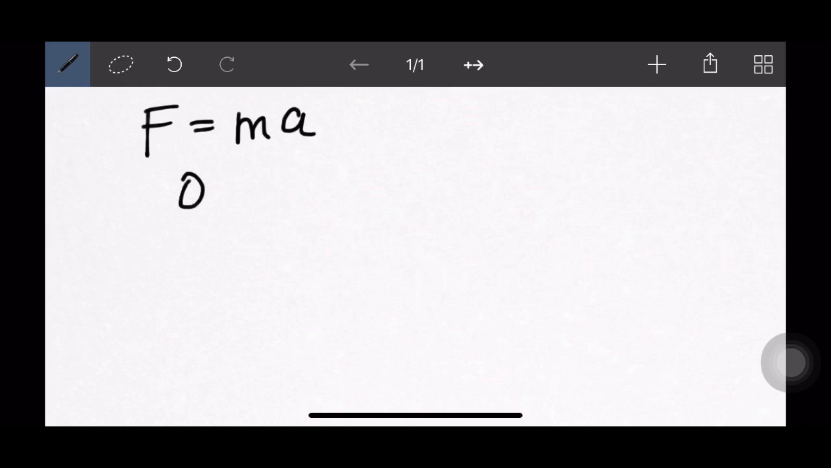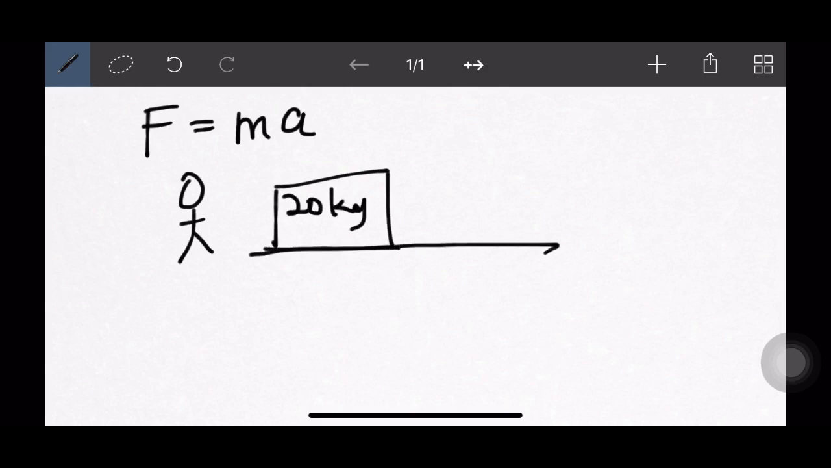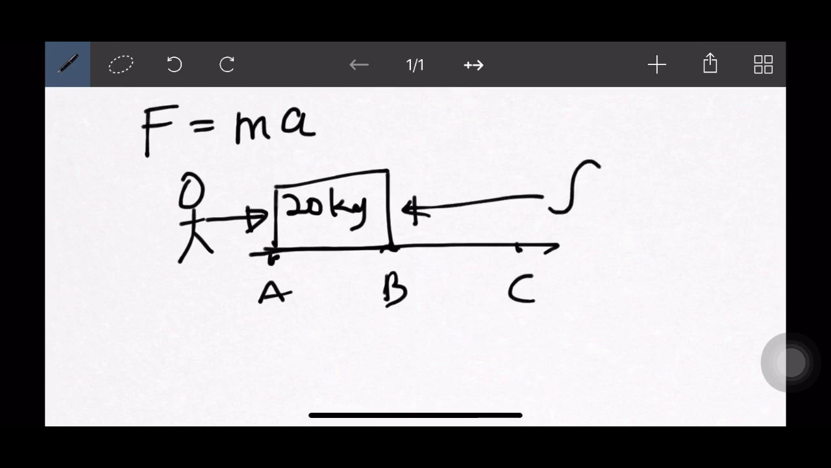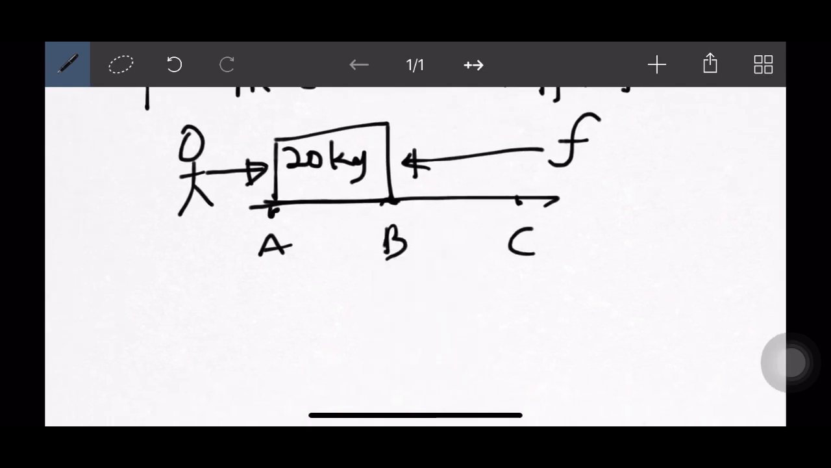So for example, now Miss Casey is trying to push a certain object which has a mass of 20 kilograms. So let's say this is point A, point B, and then point C. Because she is trying to apply an external force which is greater than the friction force, so the applied force is greater than the friction force. So that is why the object will eventually move. So this could move from point B to C.